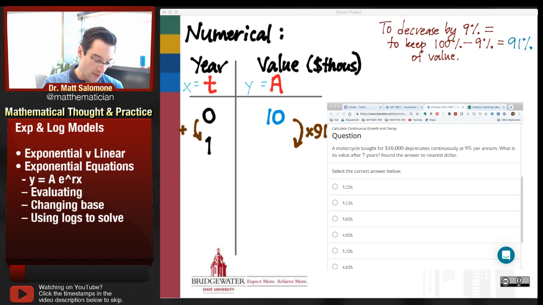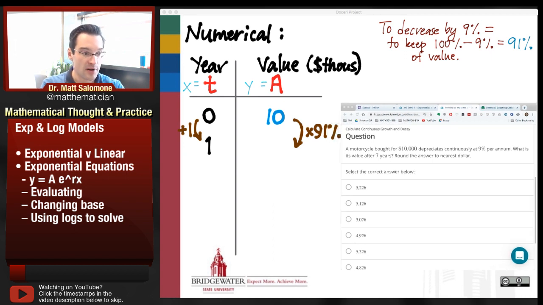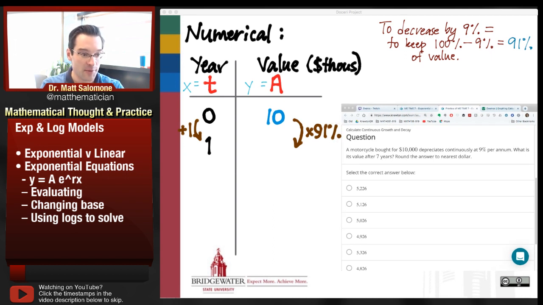So what I'm setting up here is a correlation between how the number of years of ownership is changing and how the value of my motorcycle is changing over the course of those years. Sorry, let me get that percentage sign into view here because that's kind of important. So for every 1 year that passes, this motorcycle is going to retain 91% of the previous year's value.